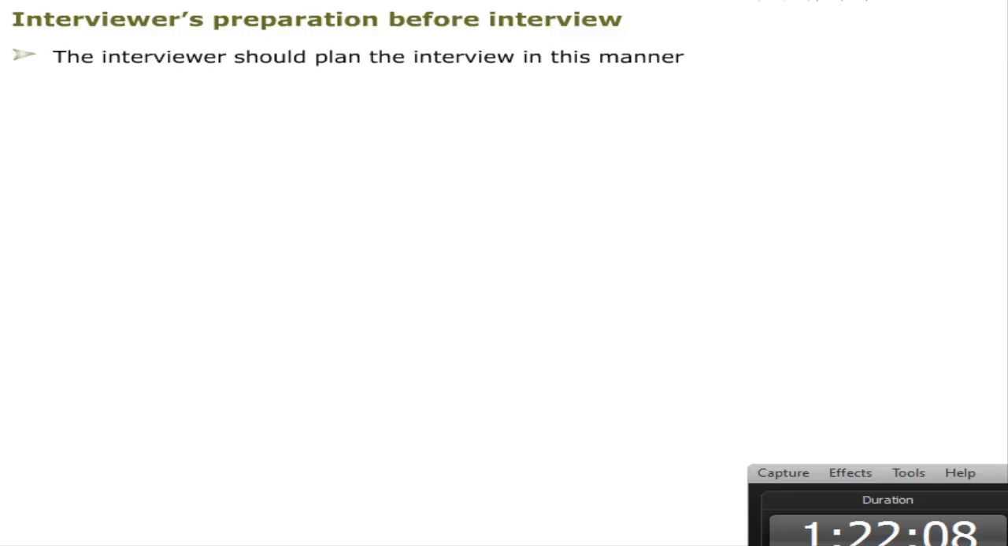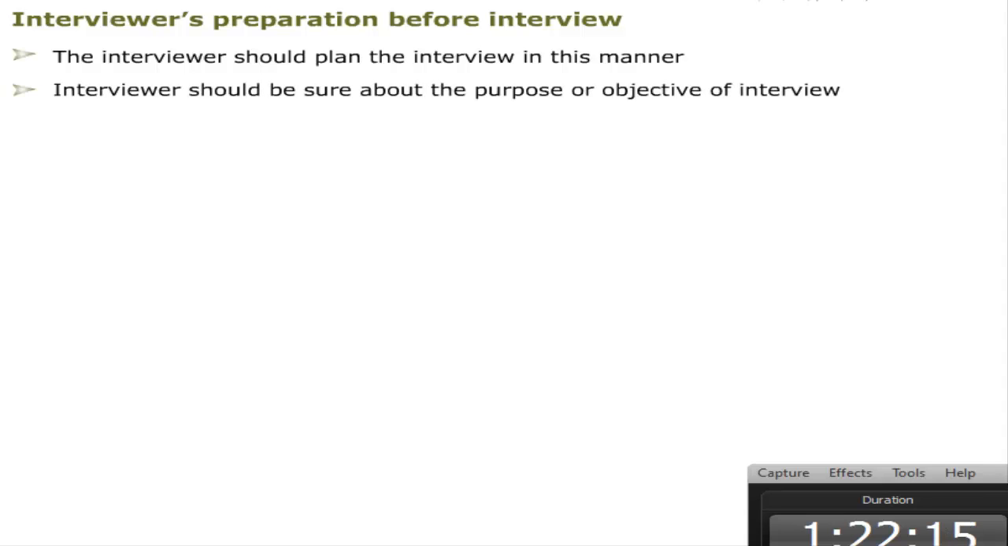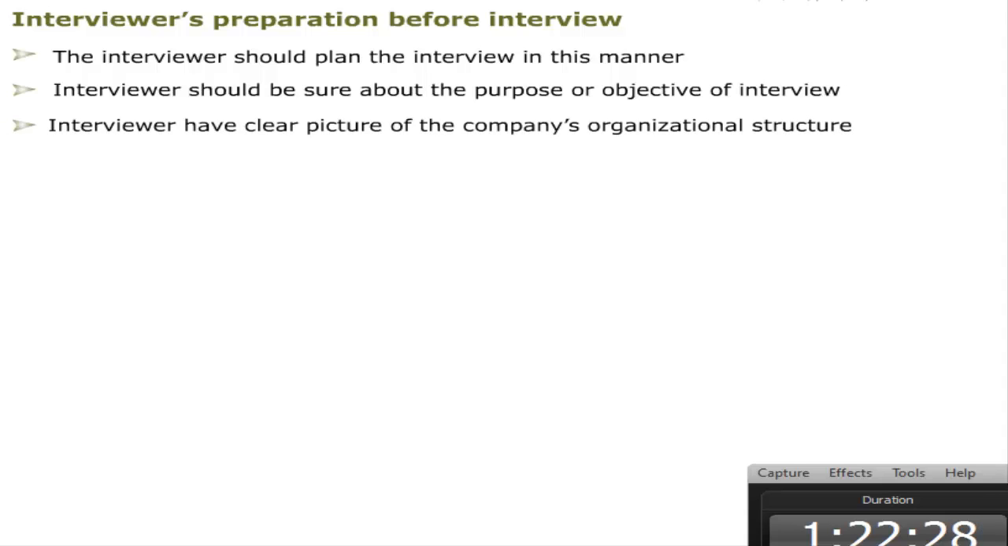The interviewer should plan the interview in this manner. The interviewer should be absolutely sure about the purpose or objective of the interview, as knowing the purpose is an essential prerequisite of any good communication. The interviewer should have a clear picture of the company's organizational structure, the specific requirement of the job, and the situation or problem for which the interview is being conducted.